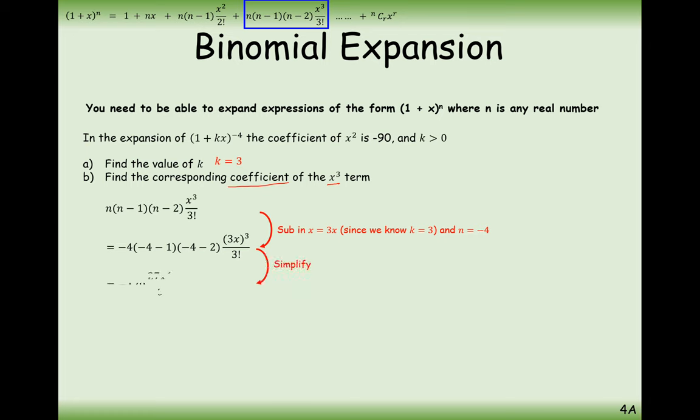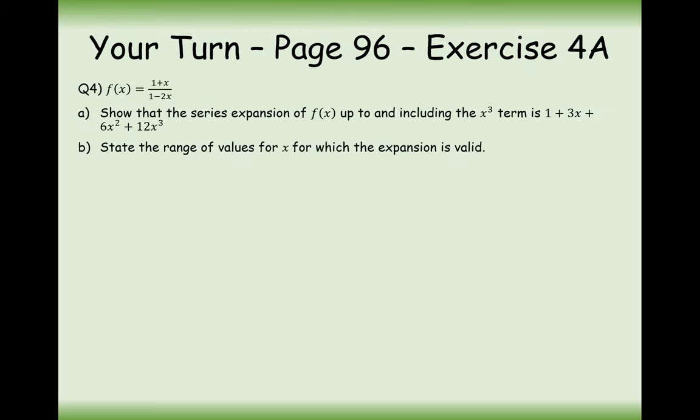So in this case here, we're going to get minus 4 times minus 5 times minus 6, which gives us a triple negative of minus 120 over 27, so times 27x cubed over 6. Simplify your answer here, and we get minus 540 x cubed. So the coefficient here is minus 540.